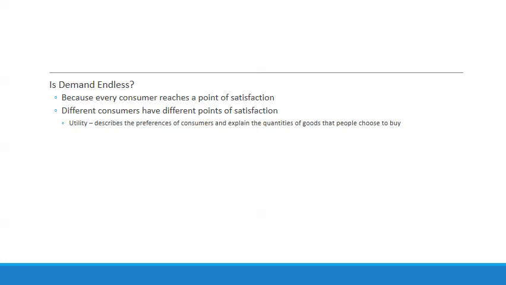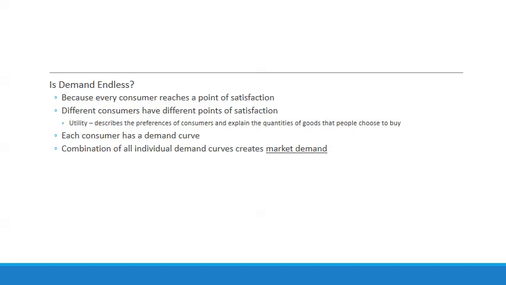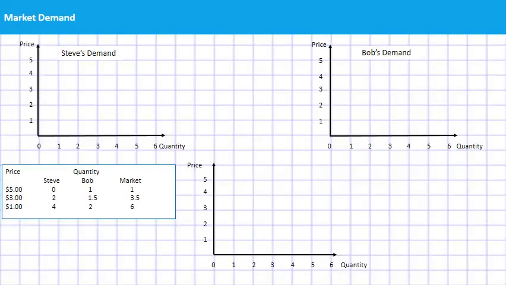And that's that utility term. And when it comes to where we are satisfied, that utility is different for each person. And therefore, each consumer has their own individual demand curve. You combine all of the individual demand curves together, and that's what creates the market demand. Okay, so let's take a look at this market demand. You'll notice here I've got three different graphs set up, and we're going to graph Steve's and Bob's demand, and then we're going to use that to create the market demand.